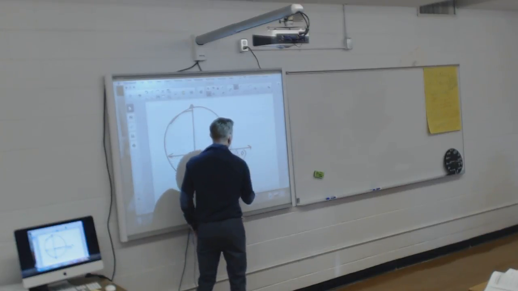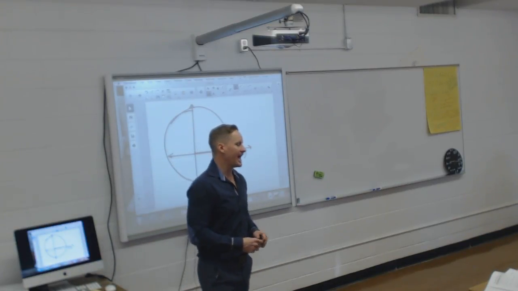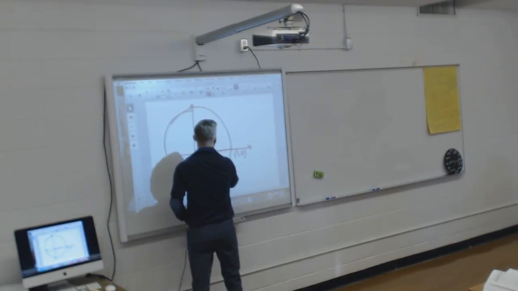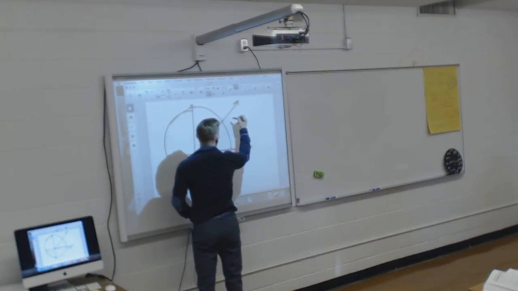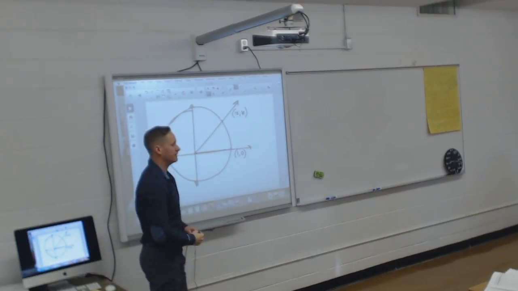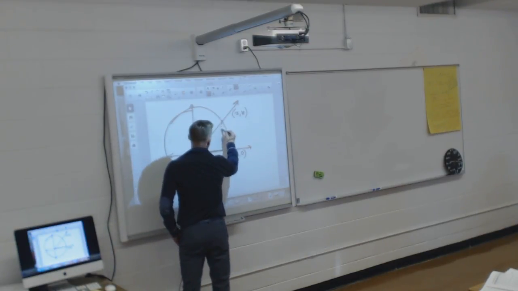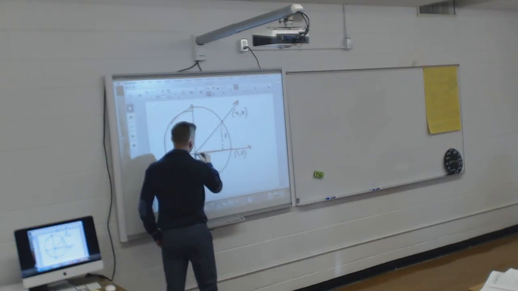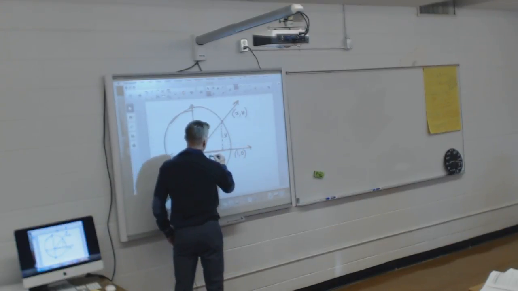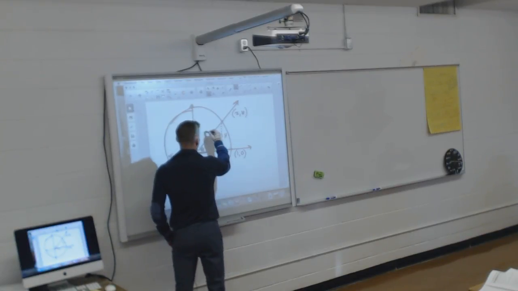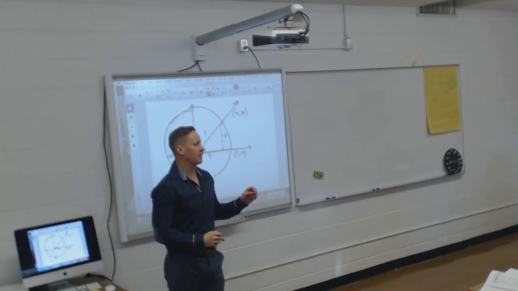Okay, excellent. Now, if I pick any coordinate x and y on that circle in the first quadrant, so I'm going to take this coordinate right here and make it x and y. All right? That means then that this distance from here to here is what? Y. And the distance from here to here is x. Excellent. What did I say the radius was? 1.